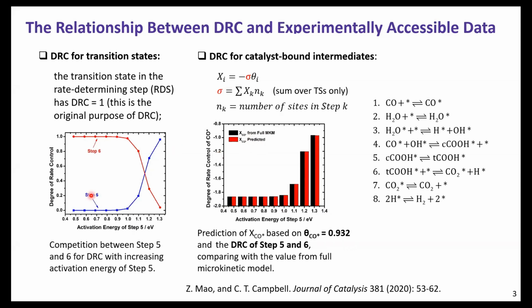If we are here, it's step 5 that takes the rate limiting step. Then this number equals 1. So for CO adsorbate, it equals -1 times its fractional coverage, about -1 for its DRC.